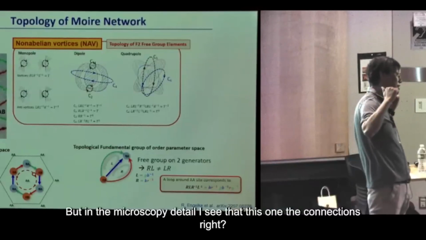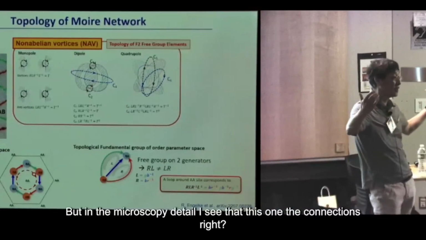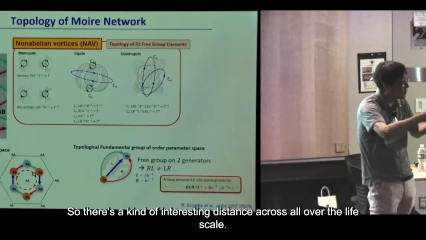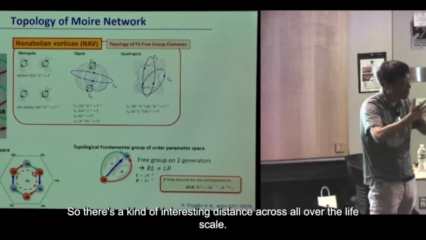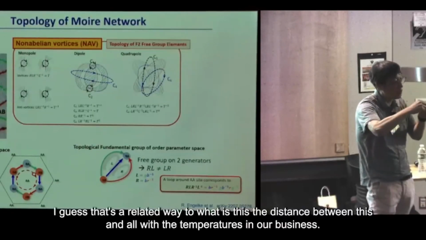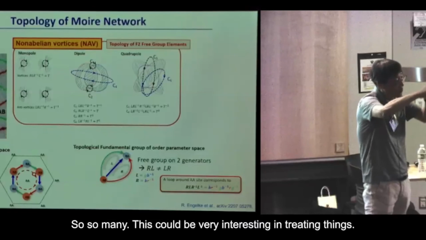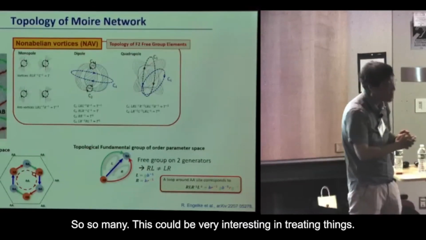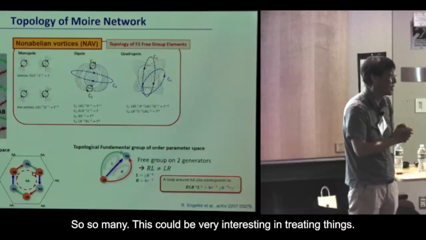Because in some sense this is an infinite network approaching the 2D limit, but in the microscopic detail I see that it's 1D connections, right? So there's an interesting crossover between length scales. I guess that's related to the distance between the nodes, with the temperatures and all of these things. So certainly this could be very interesting, intriguing, right?